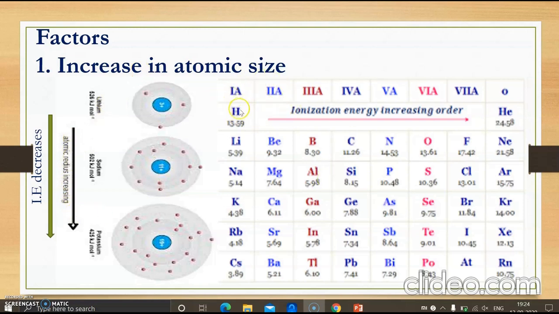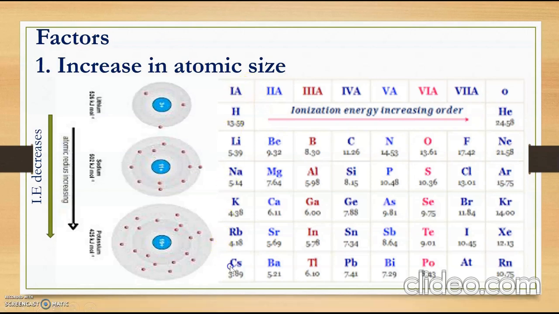Here we see the example of the first group, the alkali metal group, from hydrogen to cesium. Hydrogen has an ionization energy of 13.59, compared to cesium, which shows 3.89. This is top to bottom. Also we see left to right, where we know the ionization energy increases. In this period, lithium shows 5.39 and neon shows 21.58, which means ionization energy decreases from top to bottom and increases from left to right.